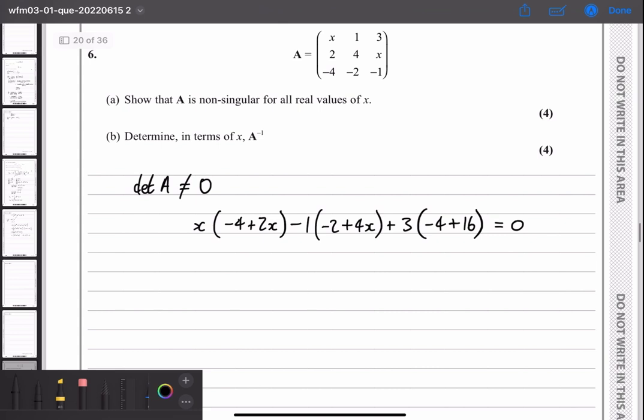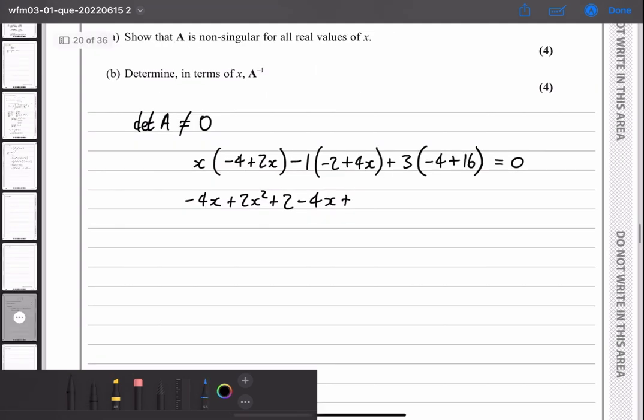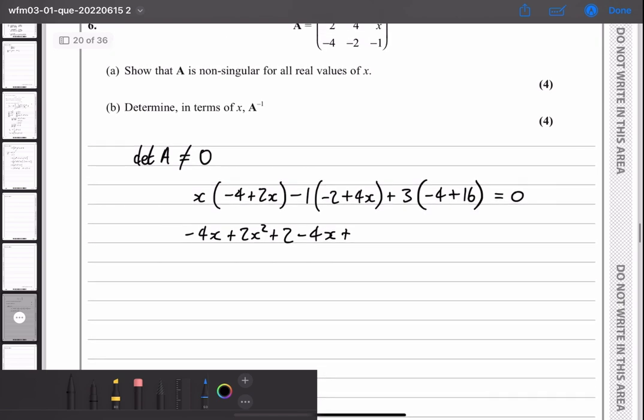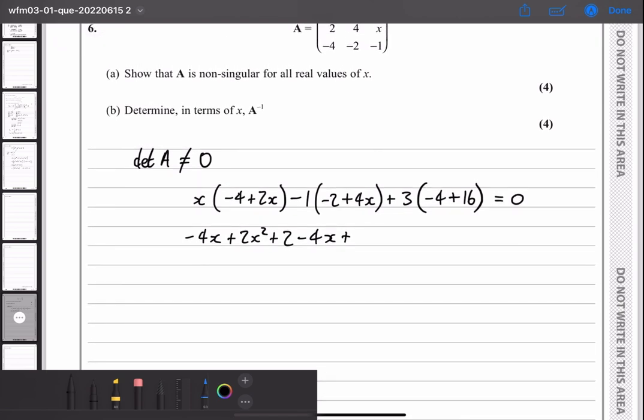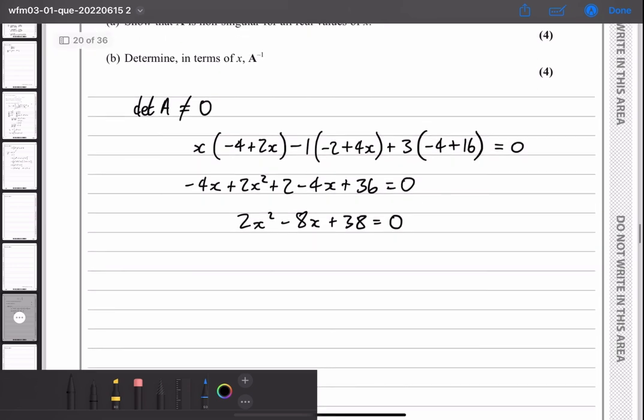So expanding these, we get minus 4x plus 2x squared plus 2 minus 4x. And then on the end there minus 4, so that's 12 times 3, 36, equal to 0. We've got 2x squared minus 8x plus 38 equals 0. And we need to show that this does not have any solutions.